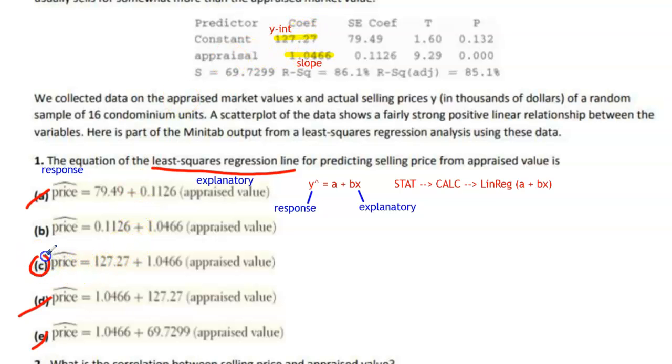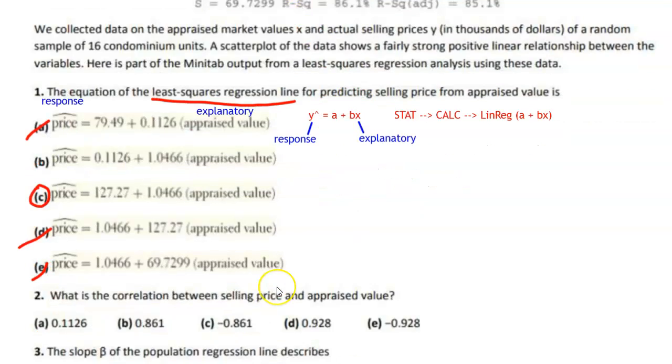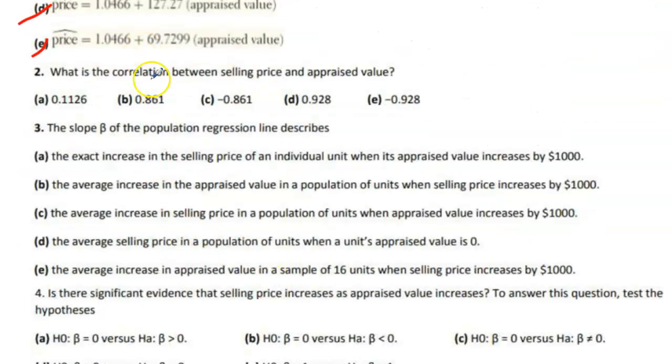Now keep in mind, usually in algebra you dealt with y equals mx plus b. In this case, the constant term, the y-intercept, comes first, and the slope comes second, y equals a plus bx. All right, that's question number 1. Number 2 asks, what is the correlation between selling price and appraised value?